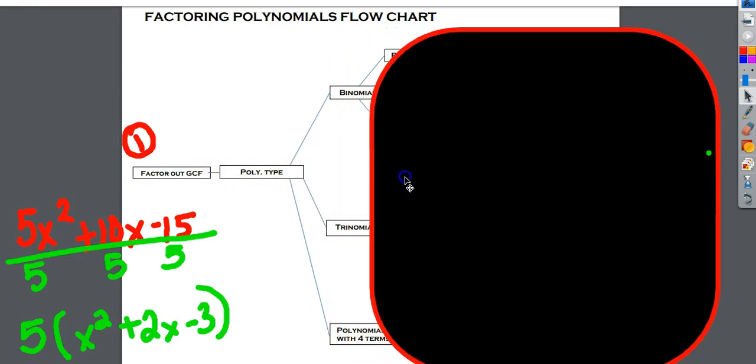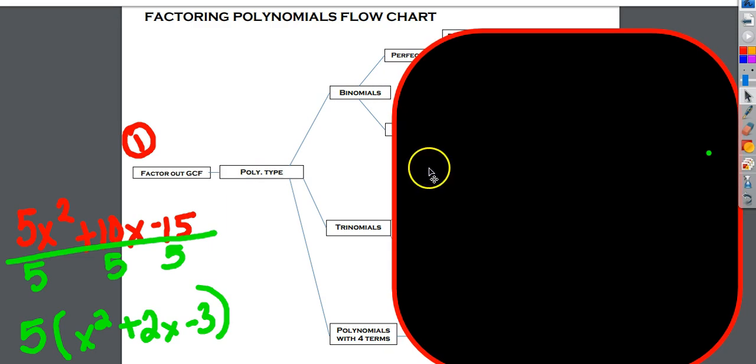Okay. The next thing you're going to do is you are going to look at it and say, okay, is what I have a binomial, which means 2 terms, a trinomial, which is 3 terms, or a polynomial with 4 terms? So once you've done that, then you're going to look and say, which one is this? Well, for this particular one, this is 3 terms, so it's a trinomial. So you would then go to this section on the trinomial chart.